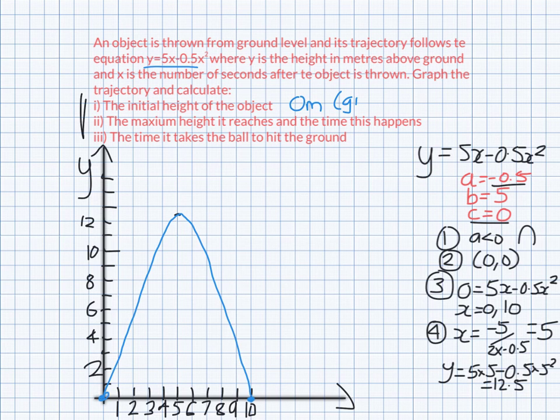So the initial height of the object was 0 meters above ground level, so that means it was at ground level. That's where it started from. So the maximum height that the ball reaches? Well, that's just the maximum y value, which comes from the turning point. So it's this y value of this point, which we found was 12.5 meters.